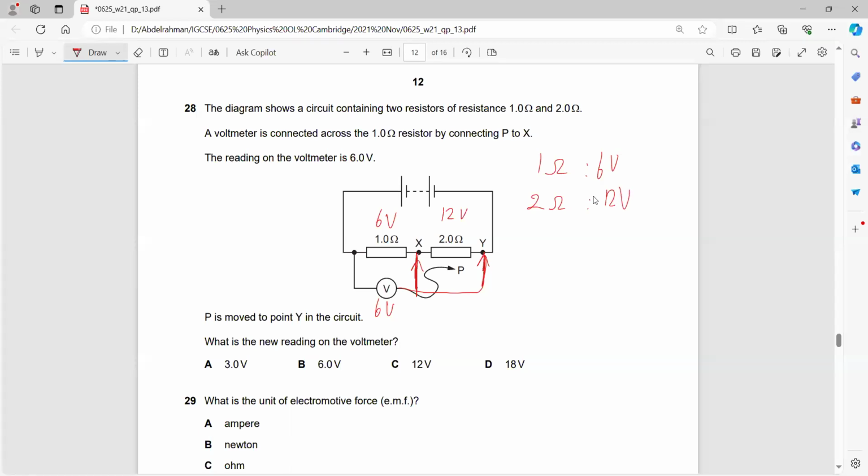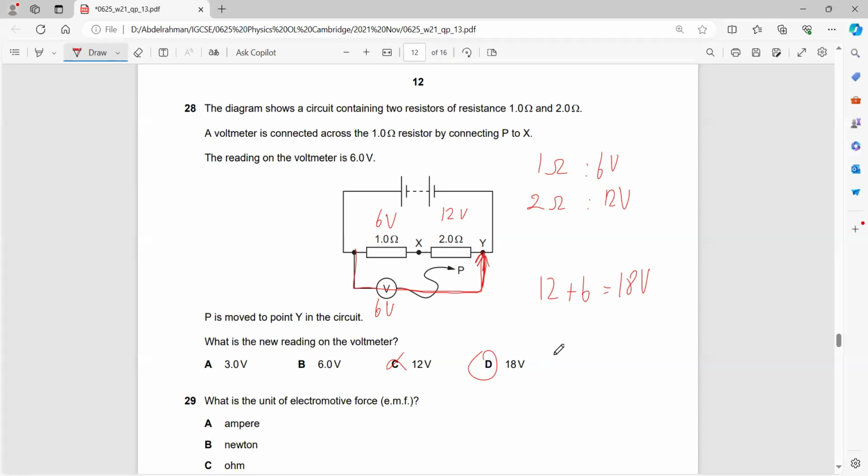Most of you would go on and choose C, which would be wrong. Why? Because I want the voltage of both of them. I need the potential difference of both of them together, not of the 2 ohms alone. So the potential difference of both of them together would be 12 plus 6, which is 18 volts.